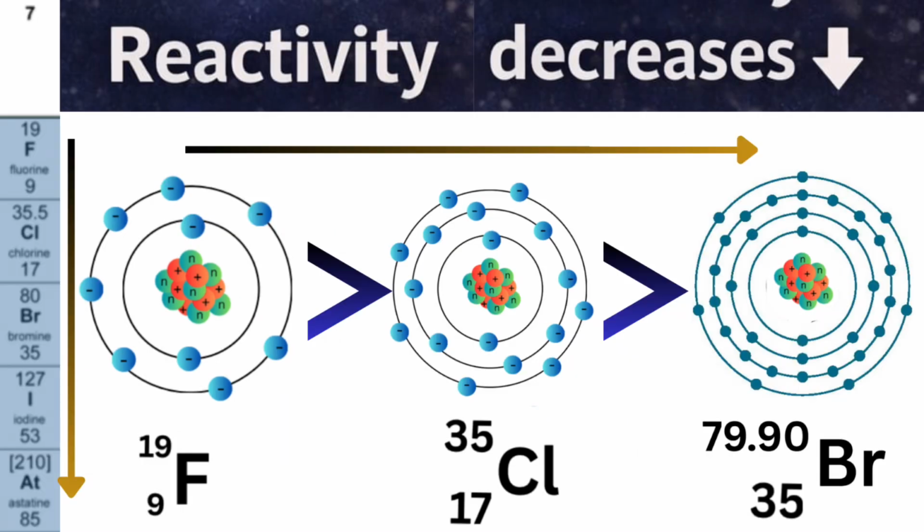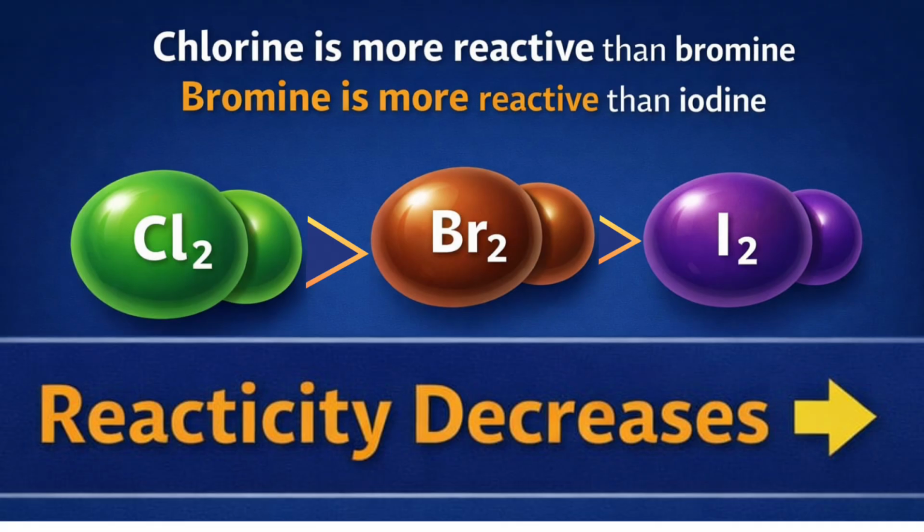Here's a key trend you need to remember. Reactivity decreases as you go down group 7. That means chlorine is more reactive than bromine. Bromine is more reactive than iodine.